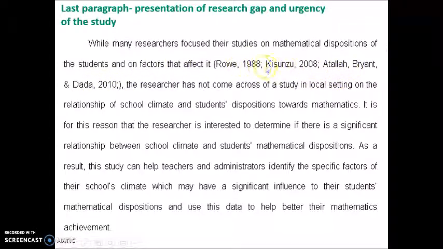So we have here 1, 2, 3. So I cited here 3 studies of mathematical dispositions. Bakit 3 yan? Pwedeng ang 4, pwedeng 5. Mas marami, mas mabuti. Kasi sabi ko, many researchers. Okay? Sabi ko, many researchers focus their studies on mathematical dispositions and on factors that affect them.